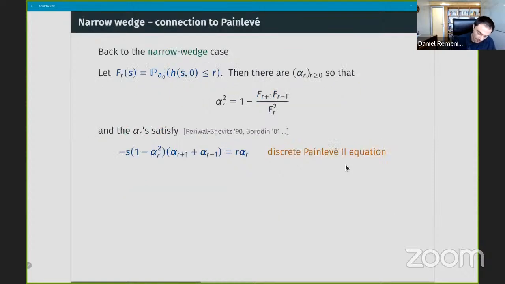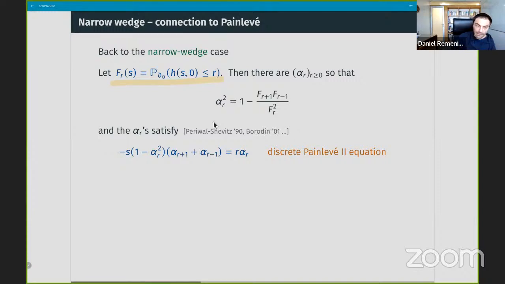with random matrices. Okay, so to get a little bit closer to the story that I want to tell today, let me go back to the narrow edge case. So I'm still in the narrow edge case, and consider the following quantity. So now, again, I'm going to look at this probability, exactly the probability I was looking at before, but without rescaling.